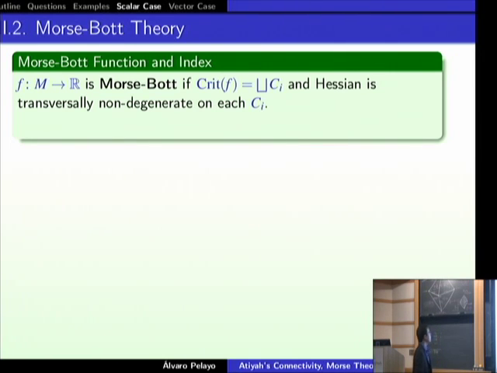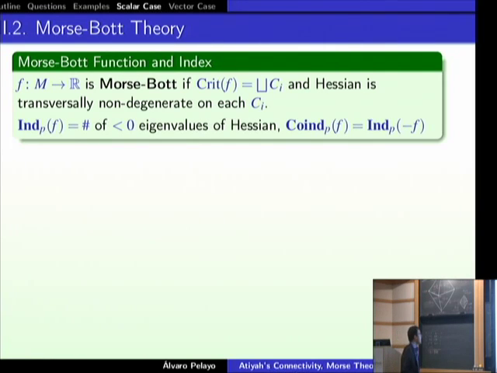Okay? Now, a very important particular case of this is the case of Morse functions, which is the case in which the critical sets consist of isolated points. So you don't have submanifolds, you have points. And then you just want that the Hessian is non-degenerate at those points. So you can just, if you like, think of a Morse function as a particular case of this. Okay? Now, the index is defined as the number of negative eigenvalues of the Hessian, and the co-index is just the index of the negative of the function.